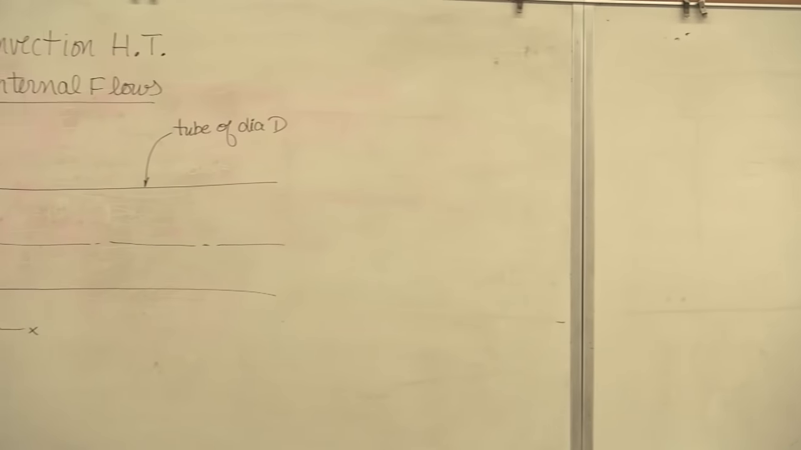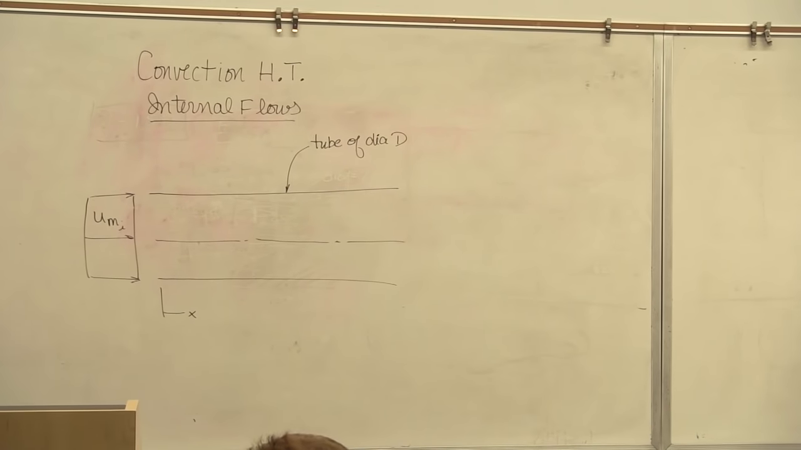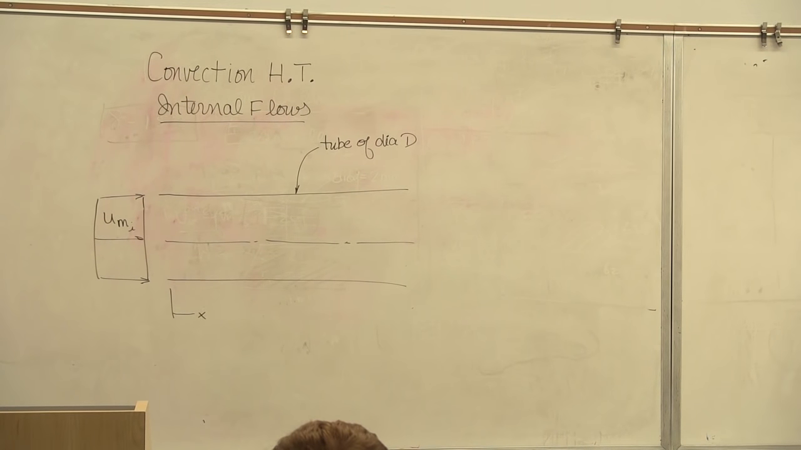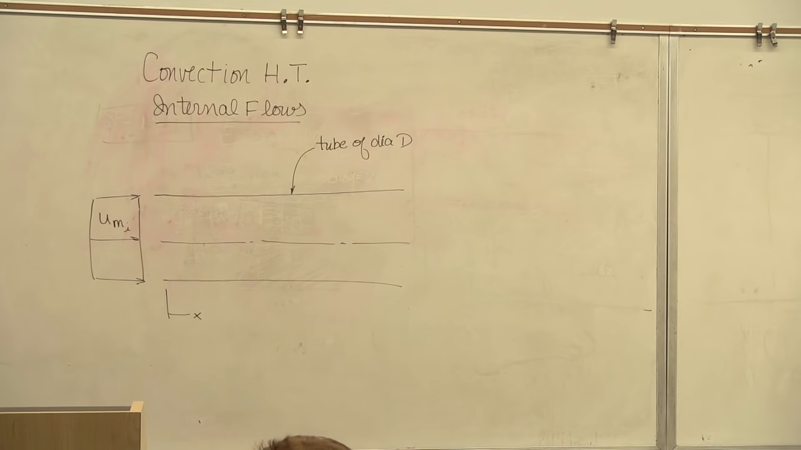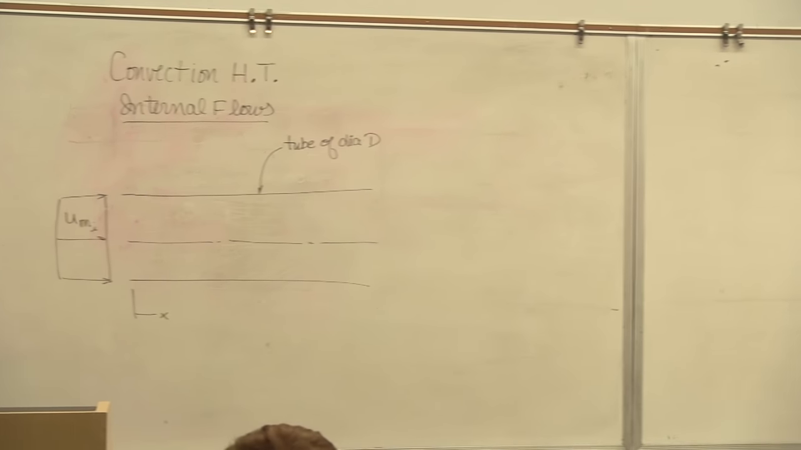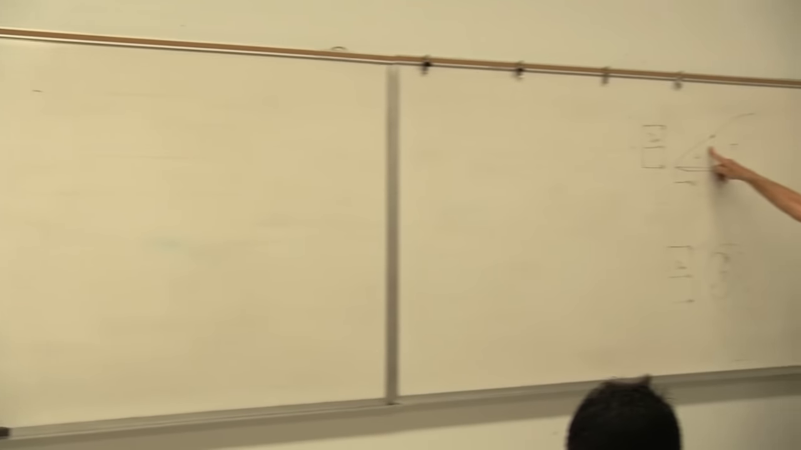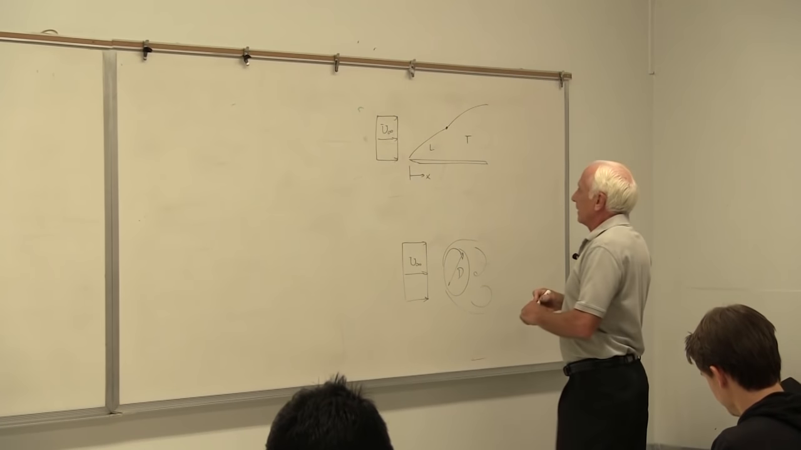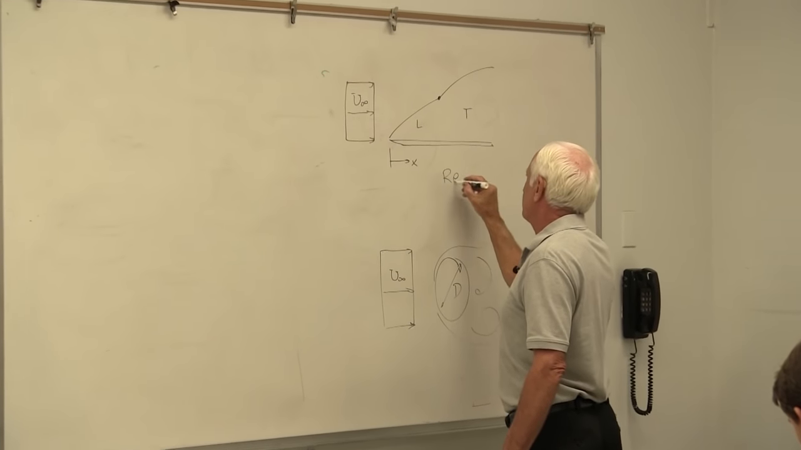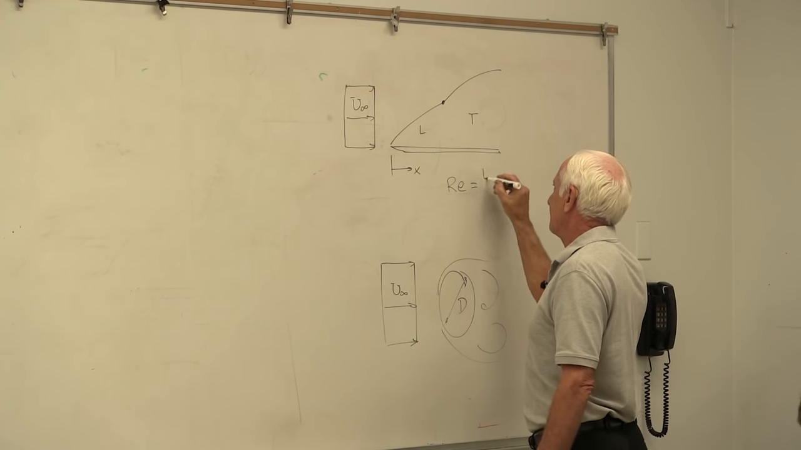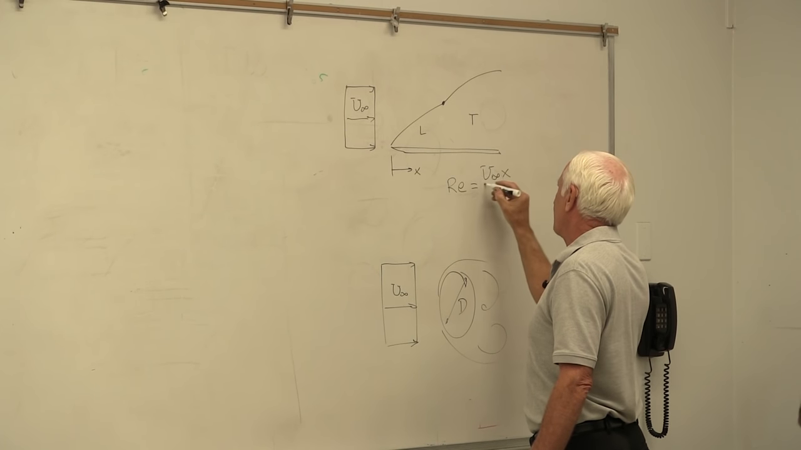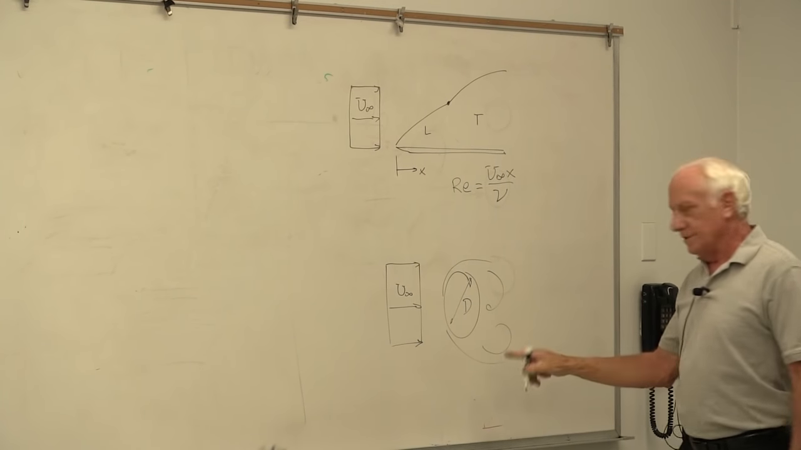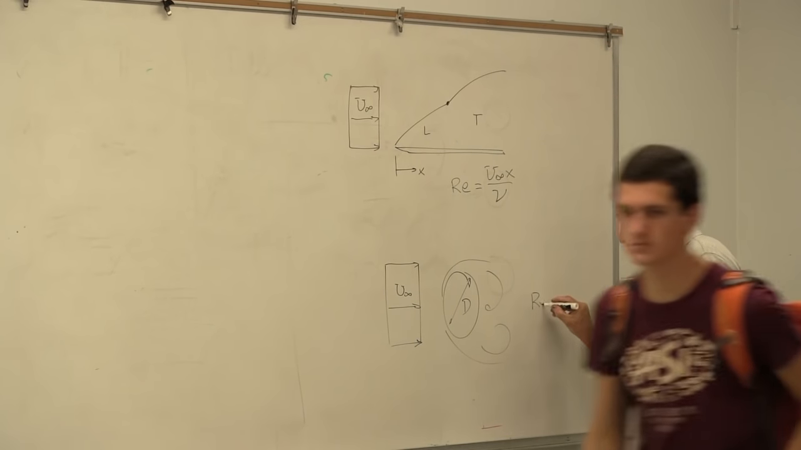Same thing with chapter 7. Before you do the heat transfer, you have to understand a lot of the fluid mechanics. There's some magic Reynolds number. This is 500,000, the transition from laminar to turbulent, 5 times 10 to the 5th. This Reynolds number was based on the distance x, U infinity x over nu. This Reynolds number was based on the tube diameter.